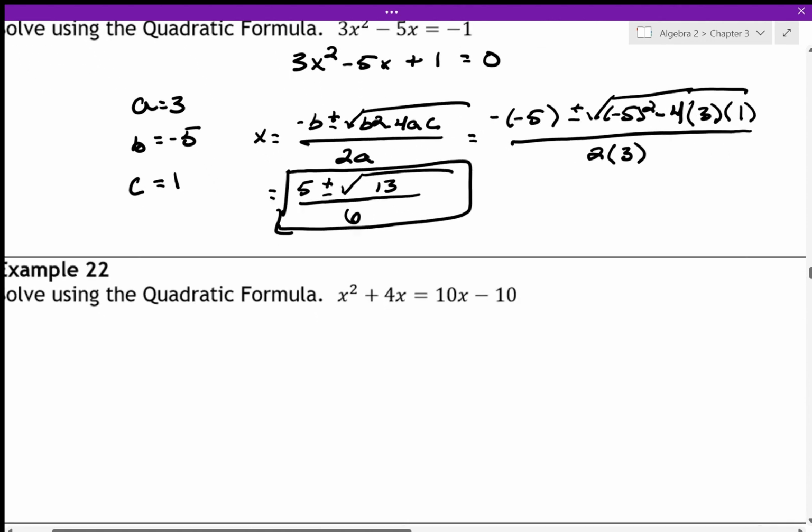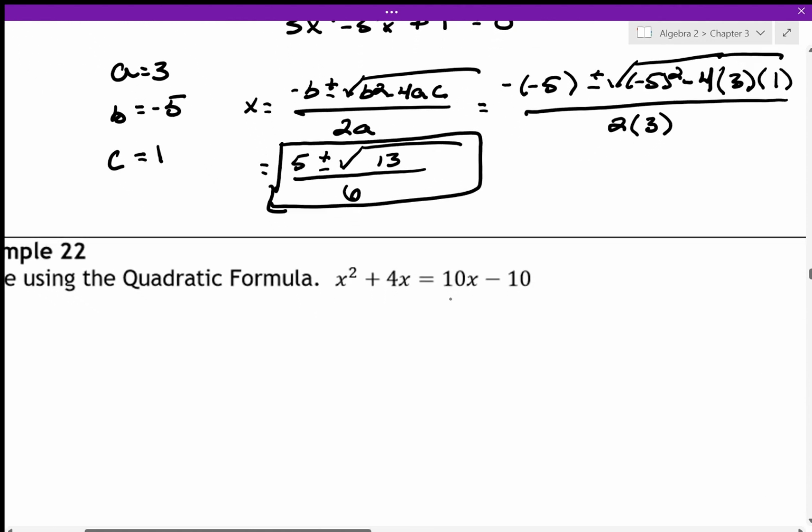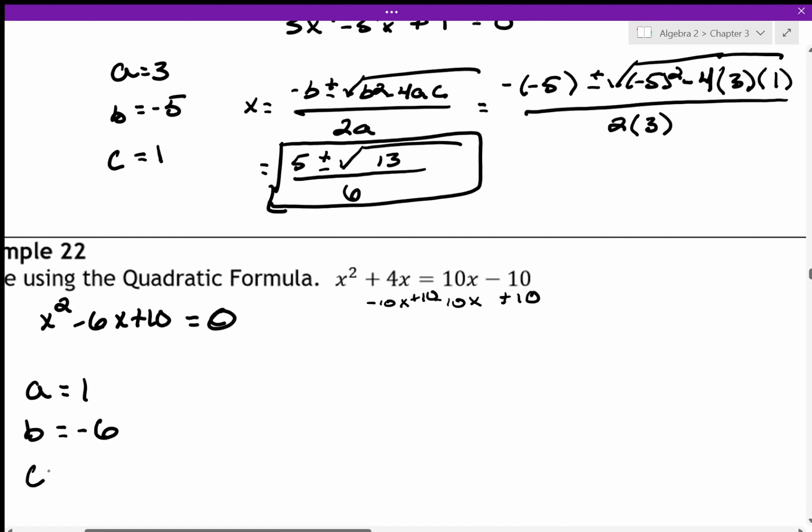Moving on to 22. Again, we want them equal to 0. I'm going to subtract 10x, and then also add the 10 over. So that's going to give me x squared minus 6x plus 10 equals 0. Now I write down that a is 1, b is -6, and c is 10.